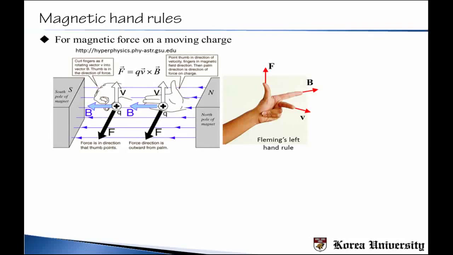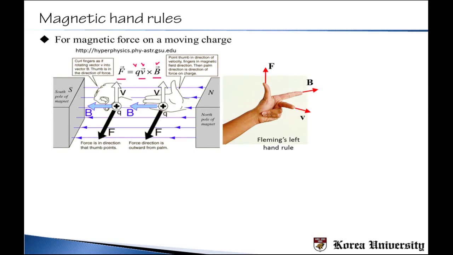Before we move on, let me first discuss magnetic hand rules. These are the rules that you may find convenient when you try to remember or understand the relations between the force vector and velocity vector and magnetic field vector. We already learned that the force vector is equal to the electric charge multiplied by its velocity vector cross-producted by the magnetic field vector, right?